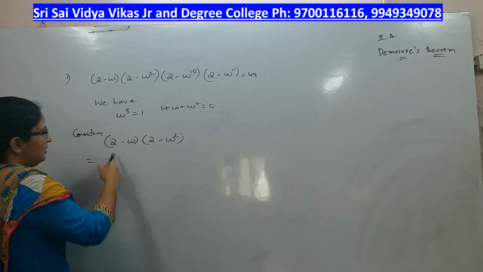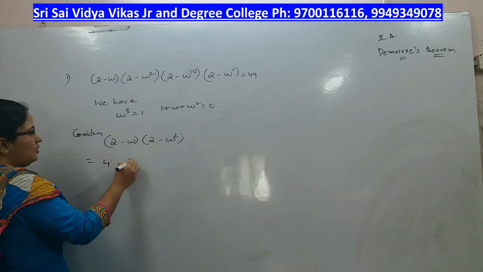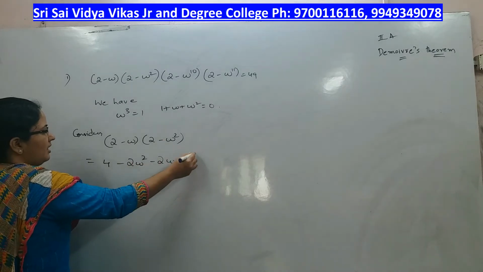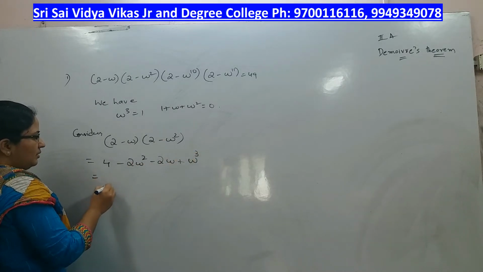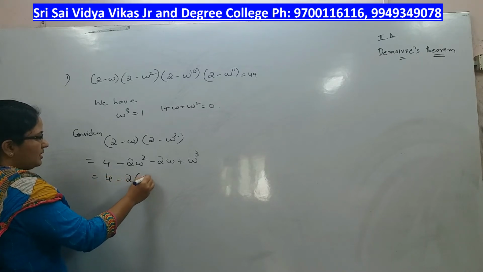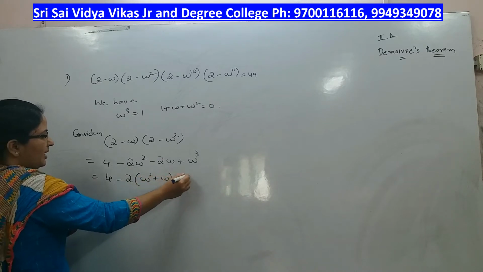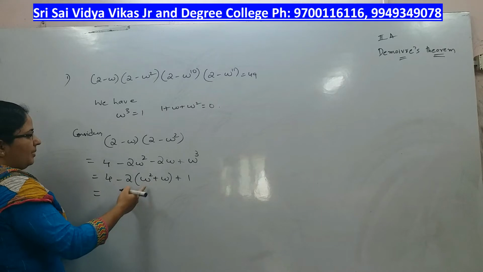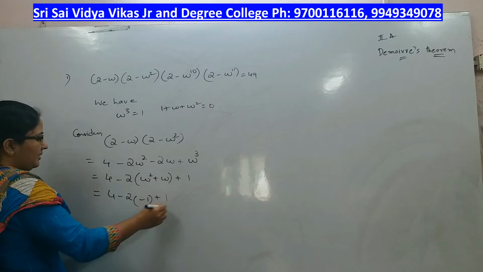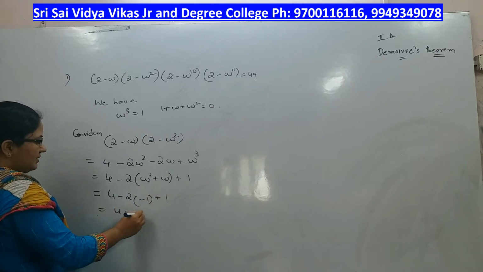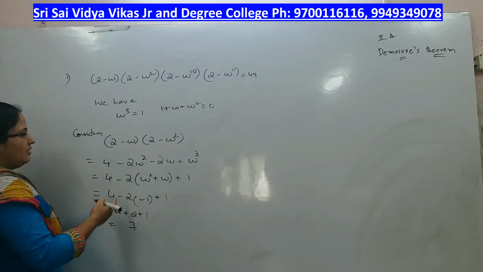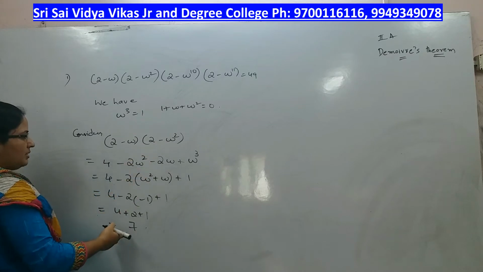This is equal to 4 − 2ω² − 2ω + ω·ω², which is ω³. So this is equal to 4 − 2(ω² + ω) + ω³, where the value of ω³ is 1. ω² + ω will be −1. So 4 + 2 + 1 is equal to 7. So we got the value of (2 − ω)(2 − ω²) as 7.